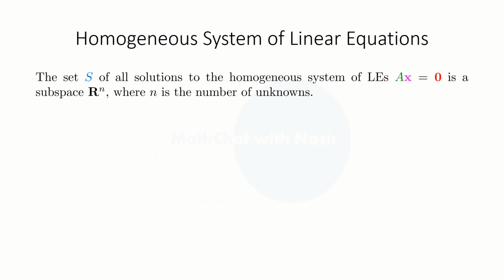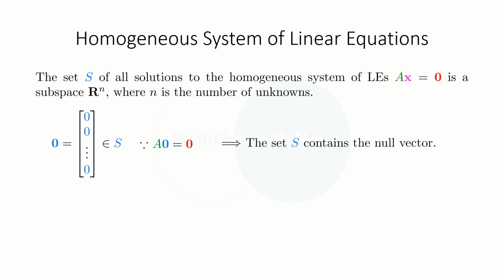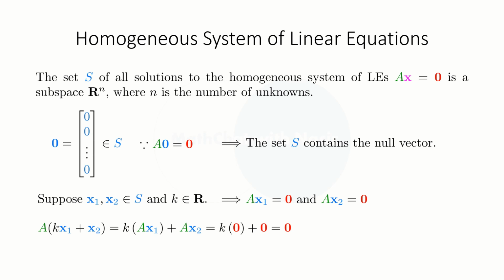Let's prove it. A column vector of all zeros is always the solution of a homogeneous system of linear equations. Therefore, the solution set S contains the null vector. Now suppose x1 and x2 are two solutions of the homogeneous system of linear equations and k is a real number. Ax1 and Ax2 are equal to the null vector because we assume that they are solutions of the homogeneous equations. Multiply the coefficient matrix A with kx1 plus x2 and the result is again the null vector. Therefore, kx1 plus x2 is also a solution.